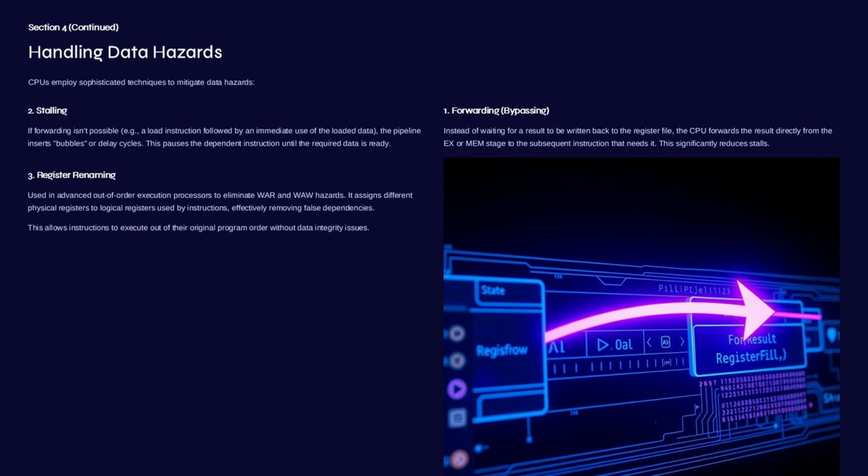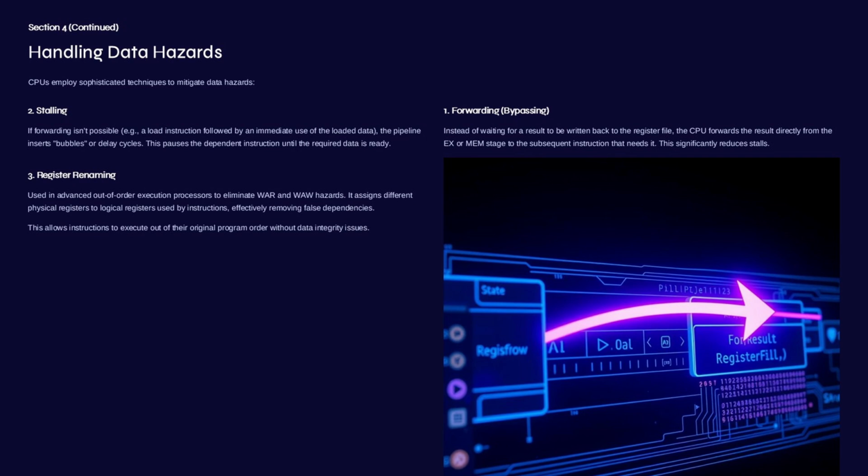Now, control hazards. This is the most complicated hazard and occurs due to branching. Why is it a problem? When the CPU sees a conditional branch like BEQ R1, R2, label, it doesn't know whether to continue with the next instruction or jump to the label until the branch is resolved, often during the EX stage. But the IF stage is already fetching the next instruction blindly. If it guessed wrong, boom, that instruction must be flushed, canceled, and time is wasted.